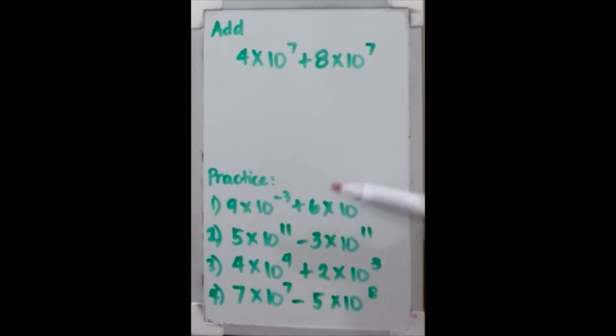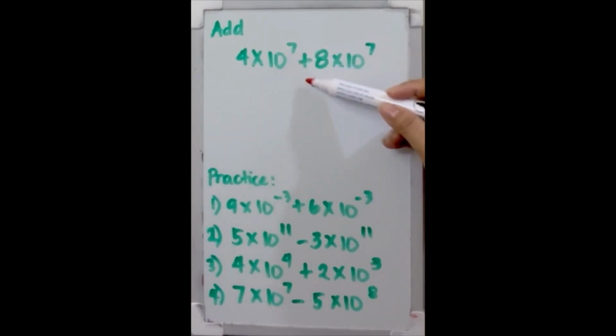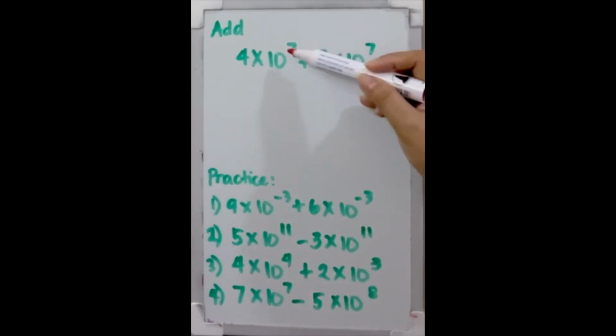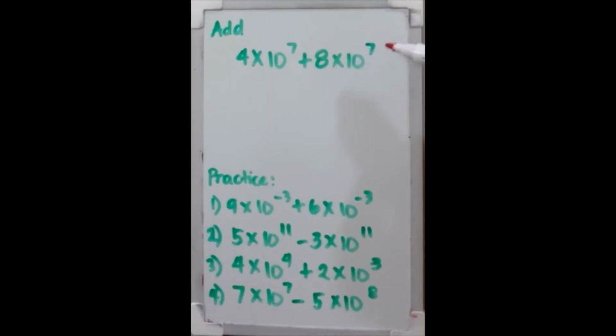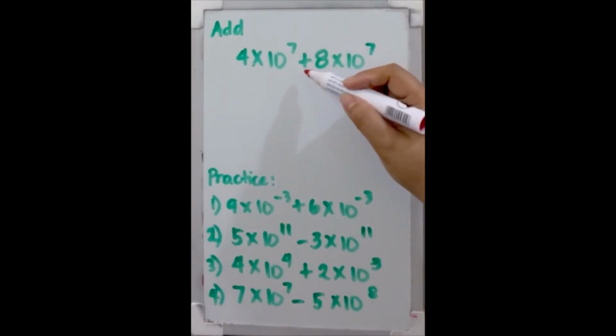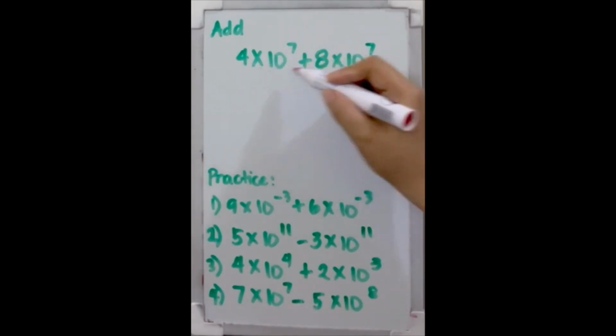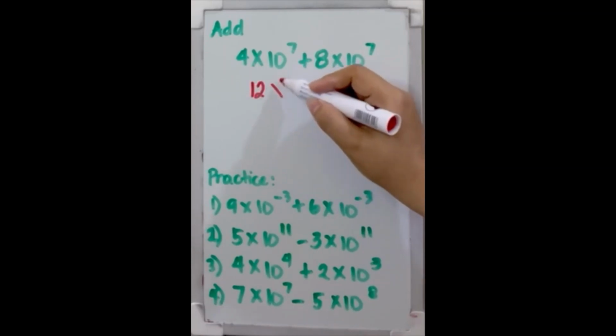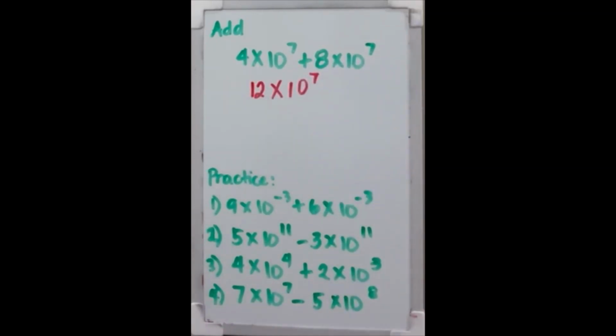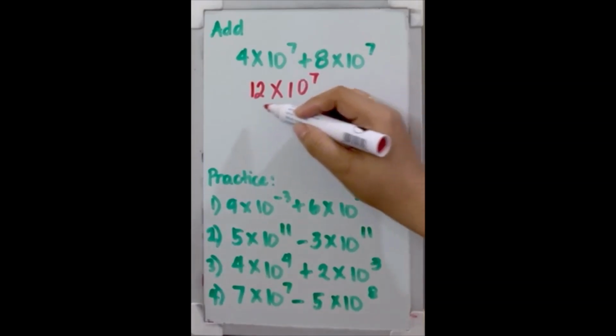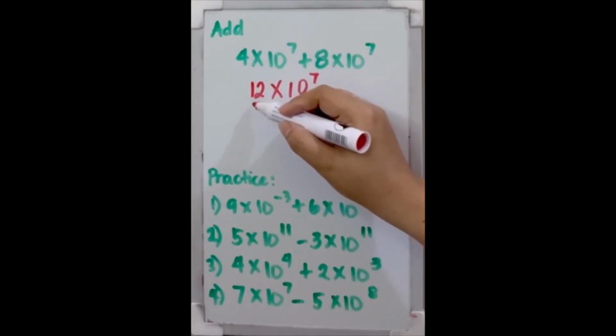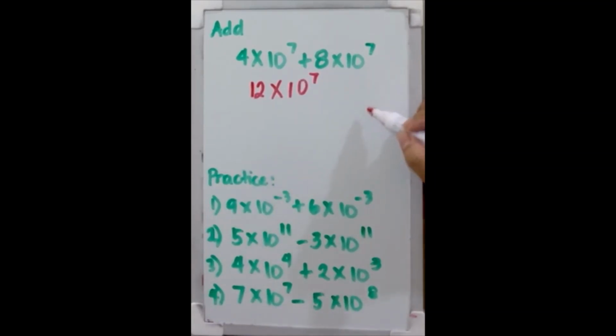Before giving you these practice items for you to work on, let's have one more example here. 4 times 10 raised to 7 plus 8 times 10 raised to 7. The exponents are the same, so no need to worry about the exponents. Now what we are going to do is to add the coefficients. So 4 plus 8 will give us 12 times 10 raised to 7. This is supposed to be our answer, but looking at the coefficient, which is 12, it violates the rule for the coefficient because remember that your A should be a number greater than or equal to 1 but less than 10. And 12 is already greater than 10.